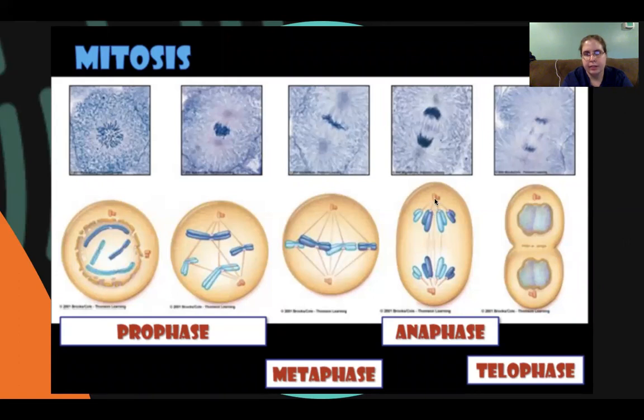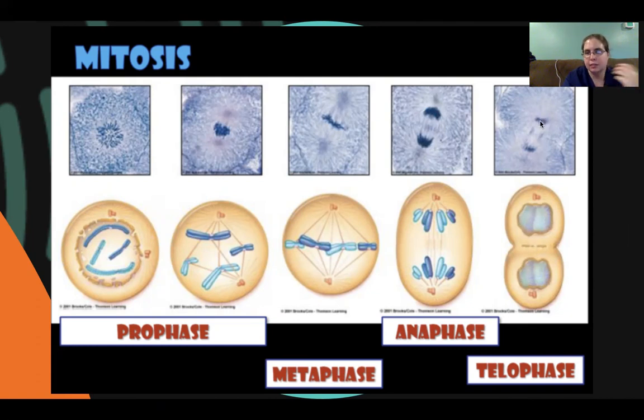Anaphase, the centrioles pull on the spindle fibers, which pull on the chromosomes, causing the centromere to split and separating the sister chromatids. It'll pull the sister chromatids to opposite ends. So you see we have two clumps being pulled away from each other. And then telophase, the chromosomes go back into chromatin form, the nuclear membrane reforms, the spindle fibers break down, and then cytokinesis occurs at this same point.